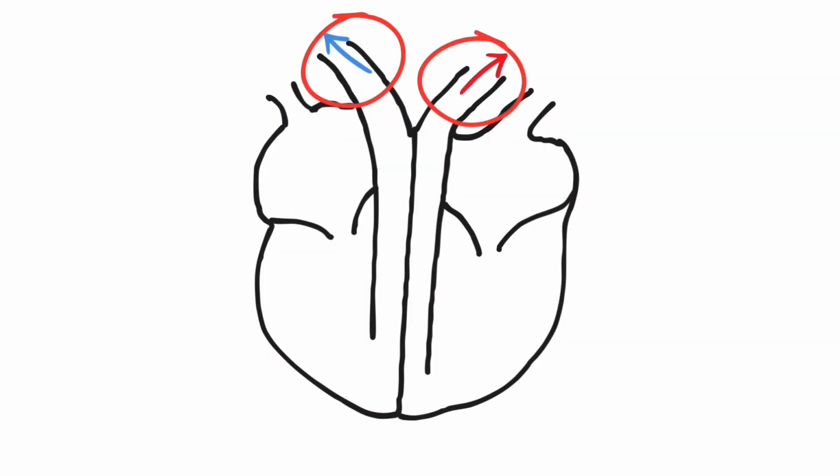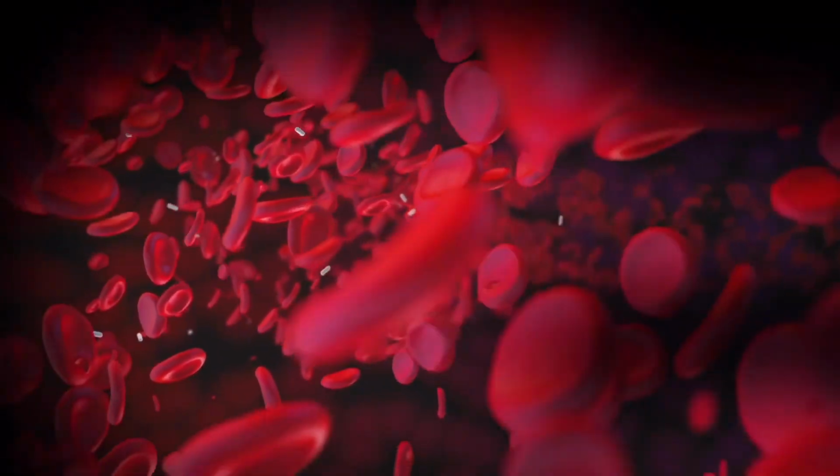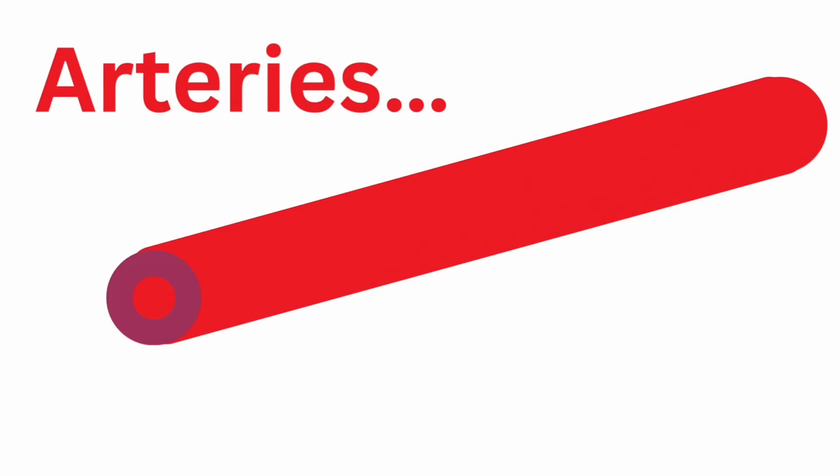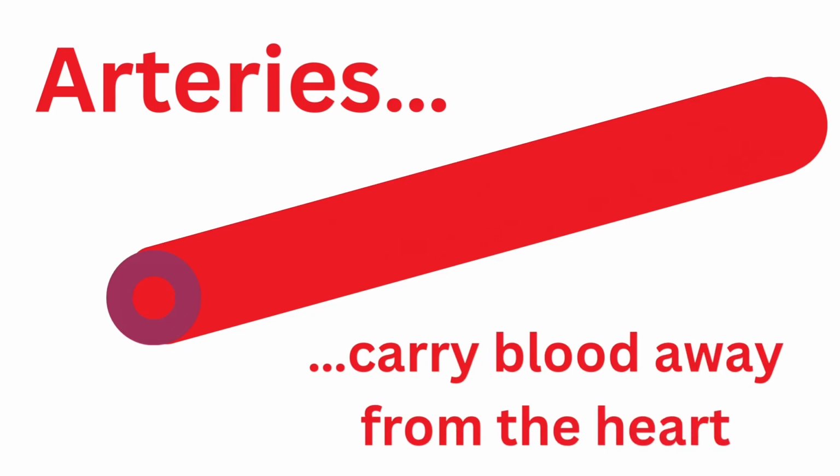You might have spotted that there are 2 different tubes that come out of the heart, one from the left ventricle, one from the right ventricle. One of these carries oxygenated blood and the other one carries deoxygenated blood. You might know that blood travels around our body in tubes called blood vessels. Some of these blood vessels are called arteries. Arteries are hollow tubes with thick walls and they carry blood away from the heart. To remember this, I always think of A for artery and A for away from the heart.